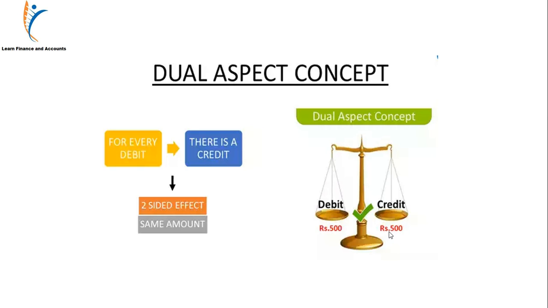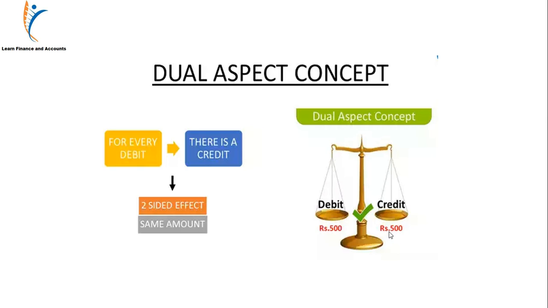We will apply a dual approach. Debit and credit, two sides are there. For every debit, there is a credit. So, a two-sided effect is there, and the amount on the debit side and on the credit side are the same. If one account is debited and the second account is credited, then the amount on the debit side and the amount on the credit side are the same. Now, there can be two accounts on the debit side and one account on the credit side. So, the sum total of the two accounts on the debit side will be equal to the sum total of one account on the credit side. So, this is known as dual aspect.